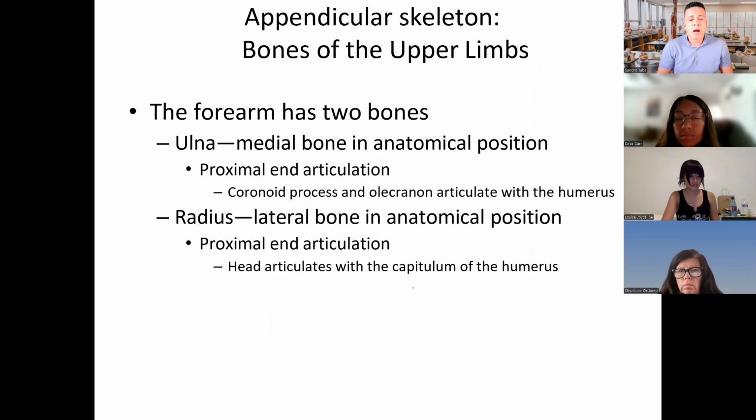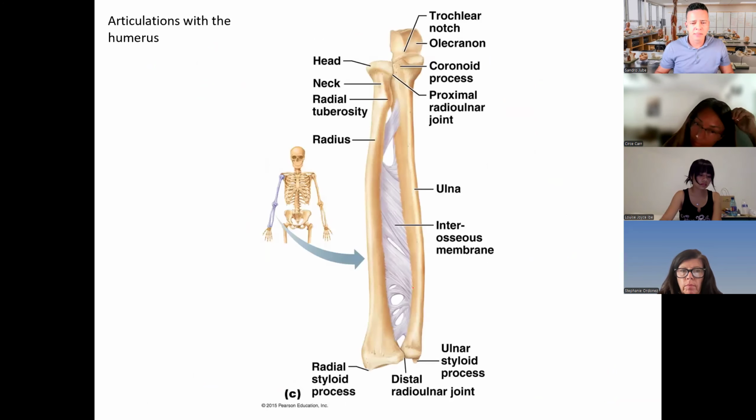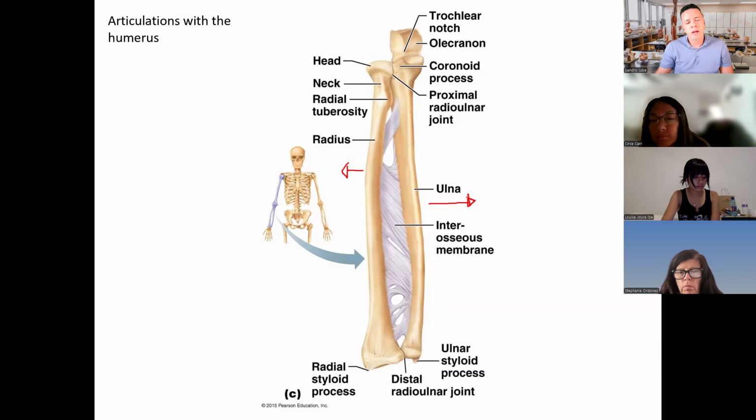Moving on to the forearm now. We do know that the forearm has two bones parallel to each other, right? We have the ulna and we have the radius. And we have established that the radius has a lateral aspect, while the ulna has a medial aspect. Now, let's take a look at some of the markings of the radius and the ulna you need to know for the exam.